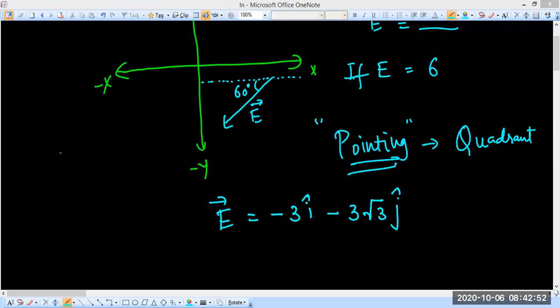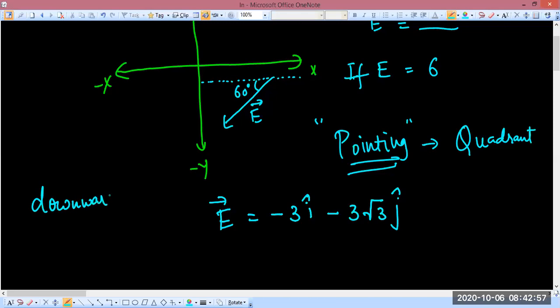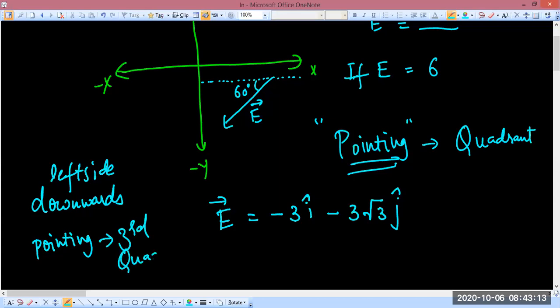See everyone, look at this E vector. This E vector is downwards and left side. Agreed? Everyone? Yes or no? It is pointing towards third quadrant. It is pointing towards third quadrant, not fourth. Is that clear?